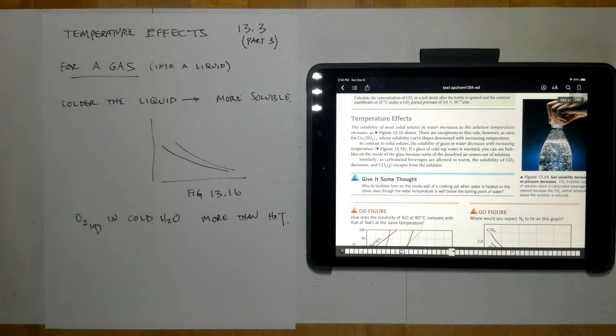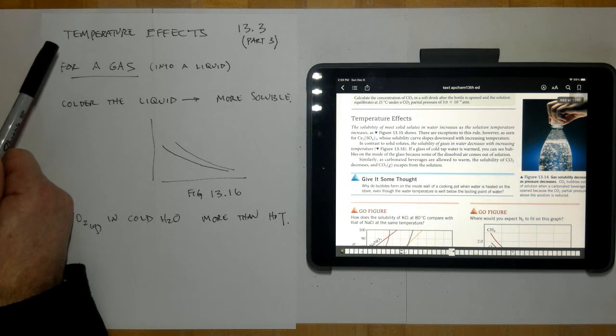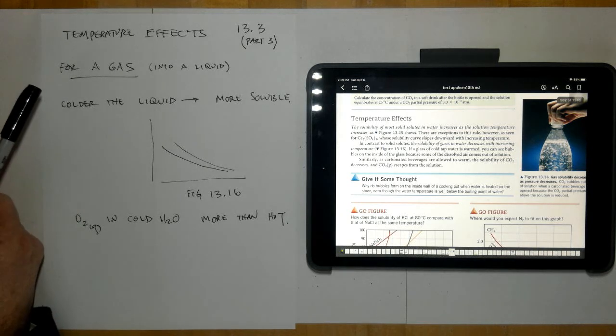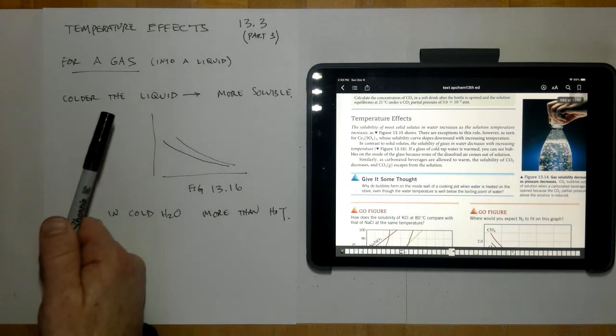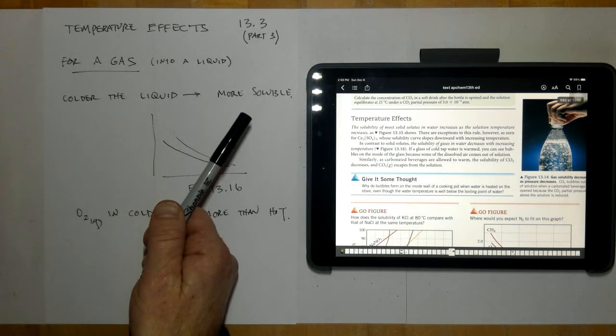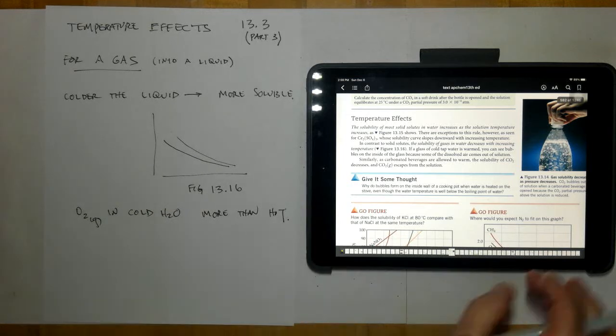Okay, in this section of 13.3, let's look at the temperature effects of dissolving. So first we're going to look at a gas, and a gas dissolving into a liquid. And the general rule is that the colder the liquid, the more soluble the gas.